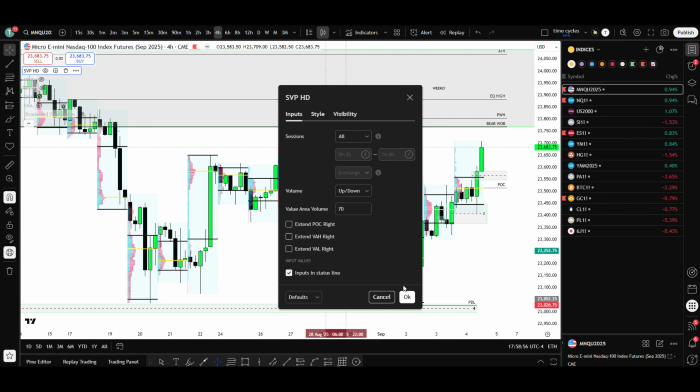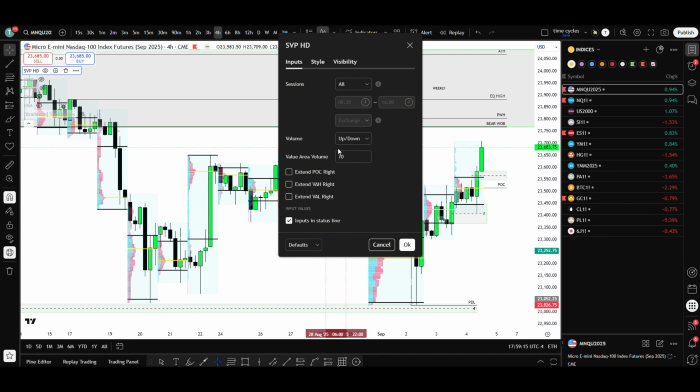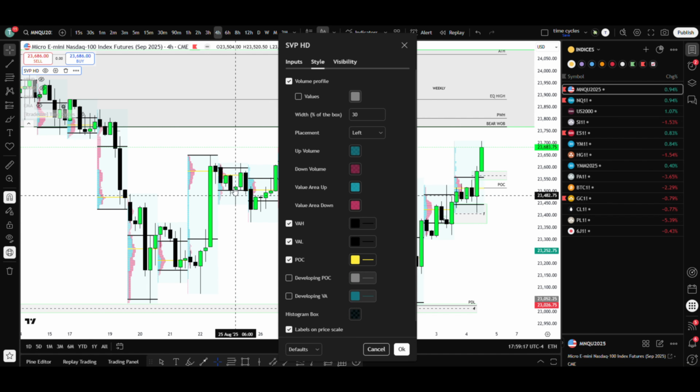So what I'd like to point out, value area high is the highest area of the most volume traded. Value area low is the lowest point of the highest volume traded. So 70% was traded within this area.